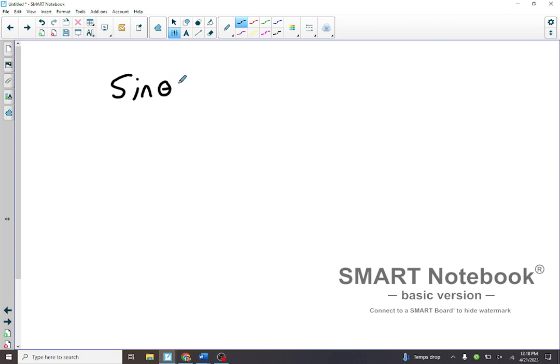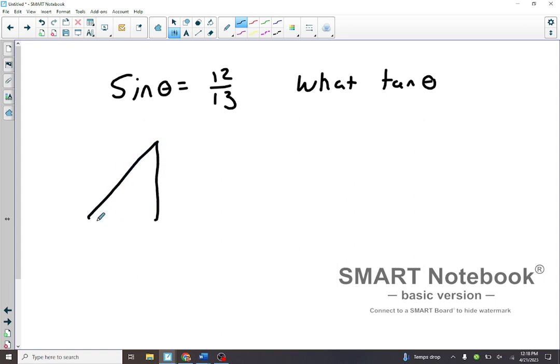If sine of theta equals 12 over 13, what's tan of theta? So in this one, we have a right triangle. It doesn't matter where you put the theta, but make sure it's based on the triangle.